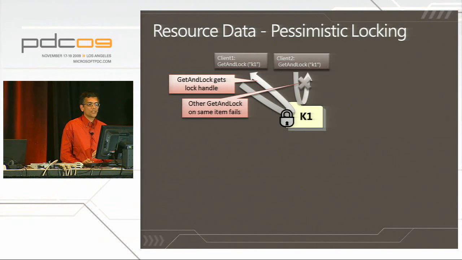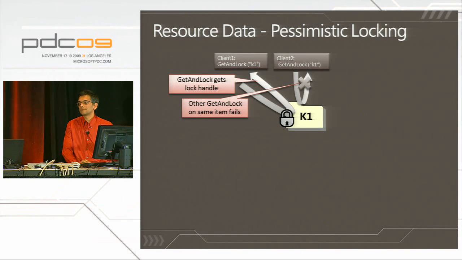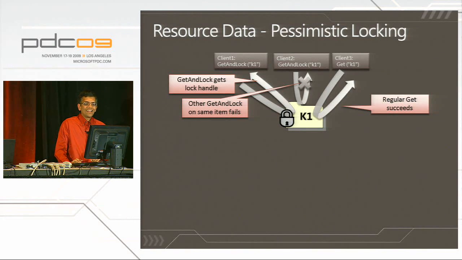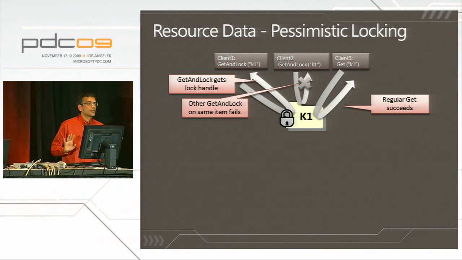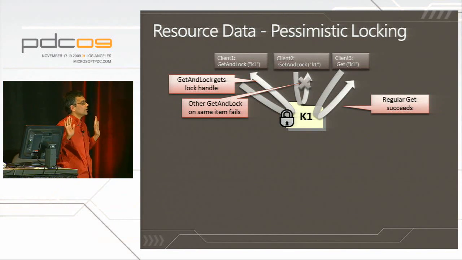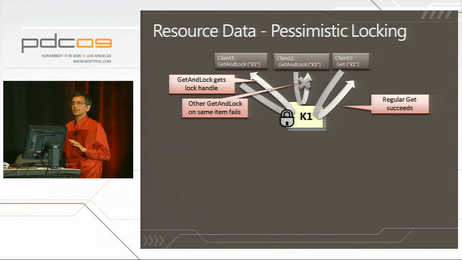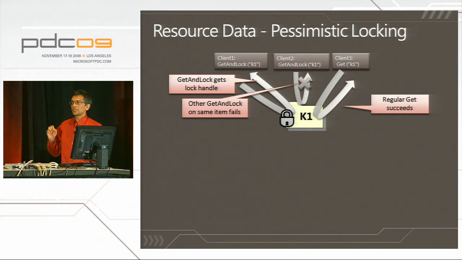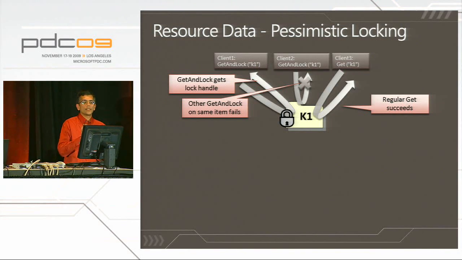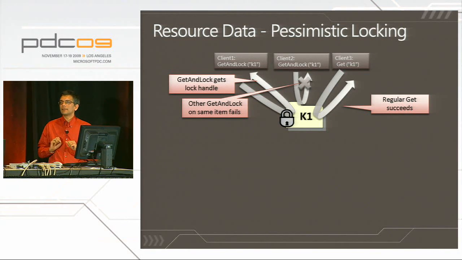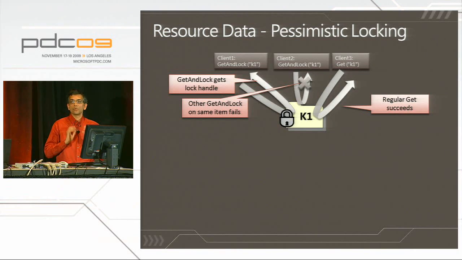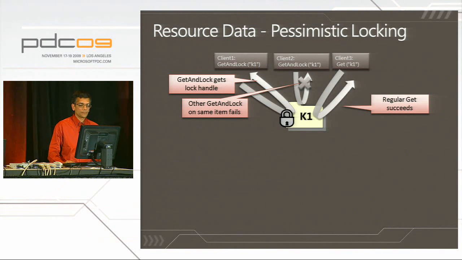So any other client that's trying to get a lock will fail. And regular gets will always work. In our system, reads don't take any locks. Throughout the entire hash table, reads don't take any locks. Writes are the only ones that take latches at the lowermost level. So in this scenario, only if you perform another get and lock, it will say you don't have the lock, but gets will continue to work.